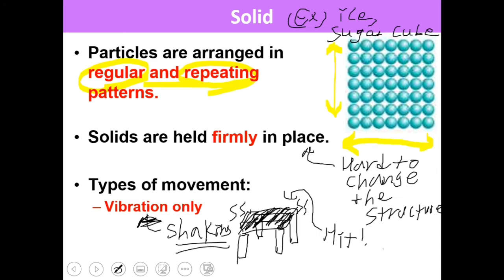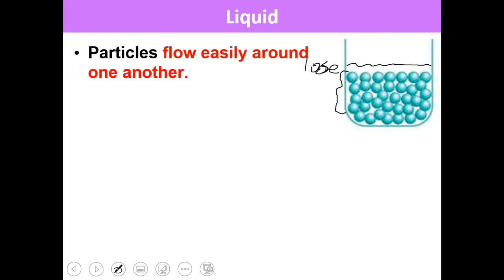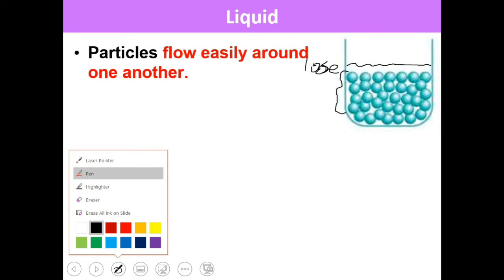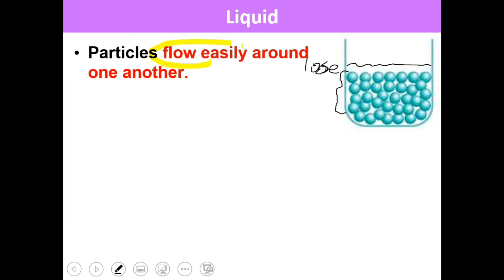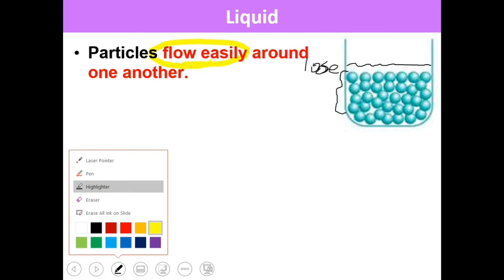Liquid. Imagine there's a water level over there. Compared to the solid, I want you to look at the structure. As you may notice, it's a little bit loose. L-O-O-S-E. It's a little loose. The reason is that the particles now have a little bit of freedom. They have the freedom to flow easily around one another. But we have a limitation on that movement.